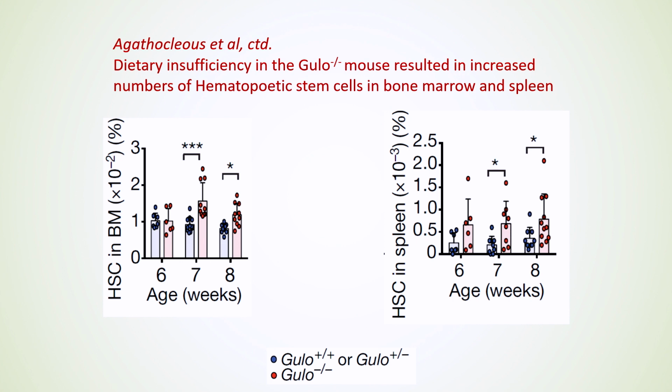So those cells had decreased vitamin C status, and they changed their properties. Without any genetic mutation or anything that made it look like a cancer, they were starting to develop a pre-leukemic state. And they also had these stem cells in the spleen.